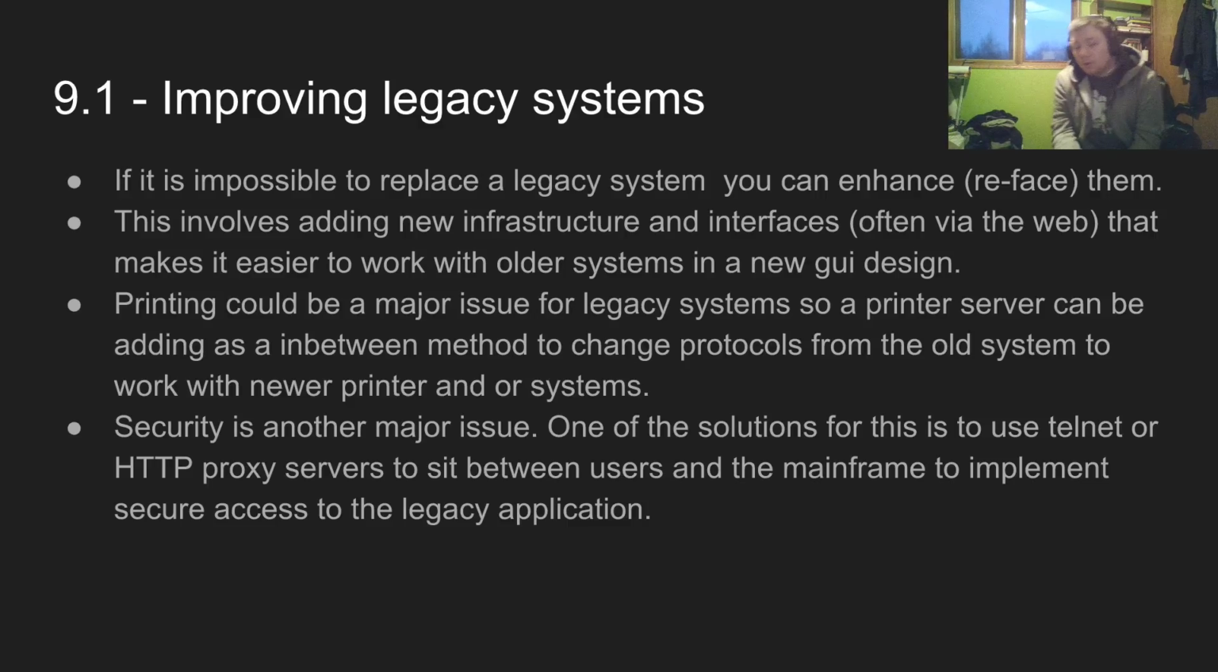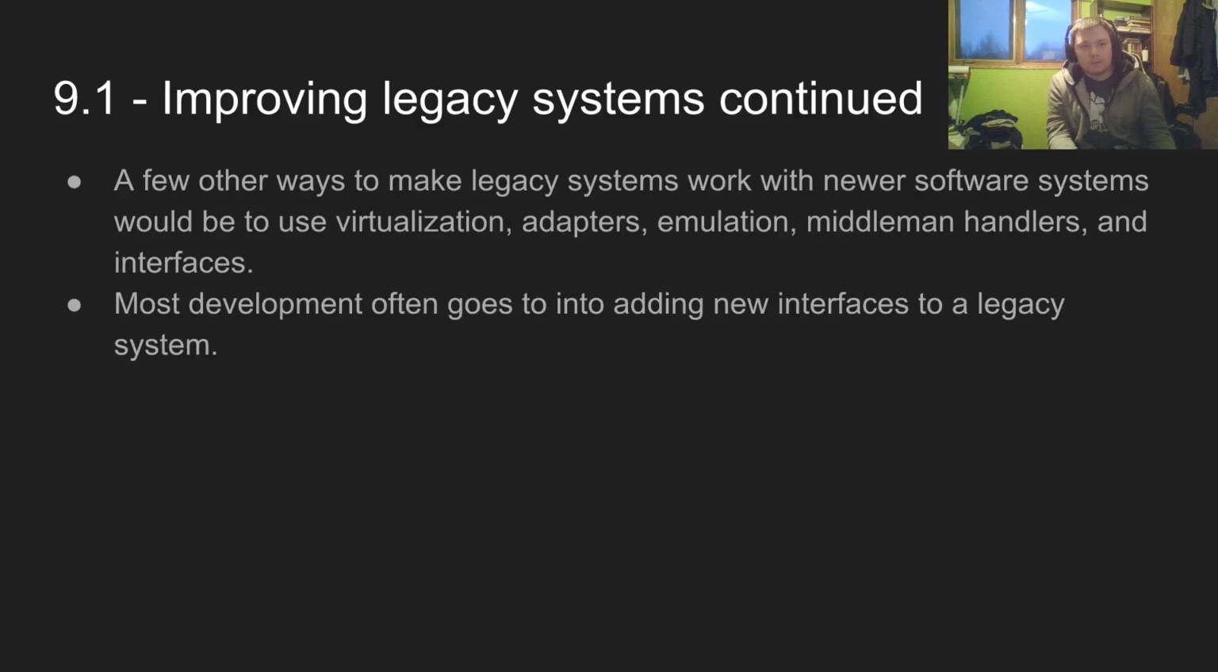Security is also another major issue. One of the solutions for this is to use Telnet or HTTP proxy servers to sit between users and the mainframe to implement secure access to legacy applications. Improving legacy systems continued. A few other ways to make legacy systems work with newer software systems would be to use virtualization, adapters, emulation, and middleman handlers and interfaces. Most development often goes into adding new interfaces to a legacy system.